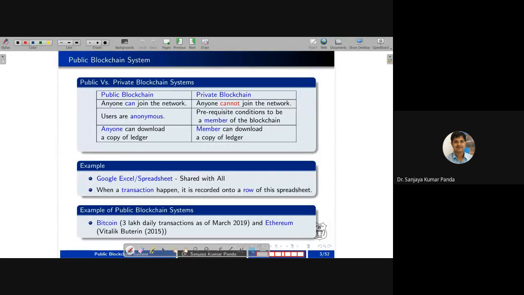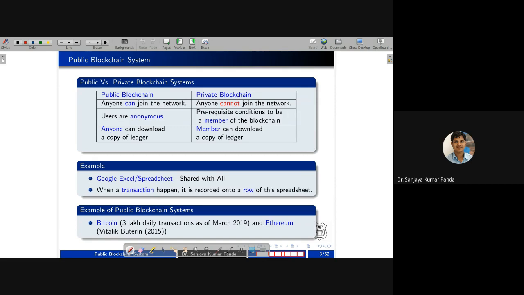As an example, nowadays we are using Google Spreadsheet or Google Excel. Suppose that Excel sheet is shared among a couple of people, and assume that deletion is not possible. Whenever you make a transaction, you have to make an entry in that Google sheet. Each row represents one transaction. If you want to add a transaction, you simply add it as a new row. Once you add a transaction, it is going to be shown to each and every person who has that spreadsheet.